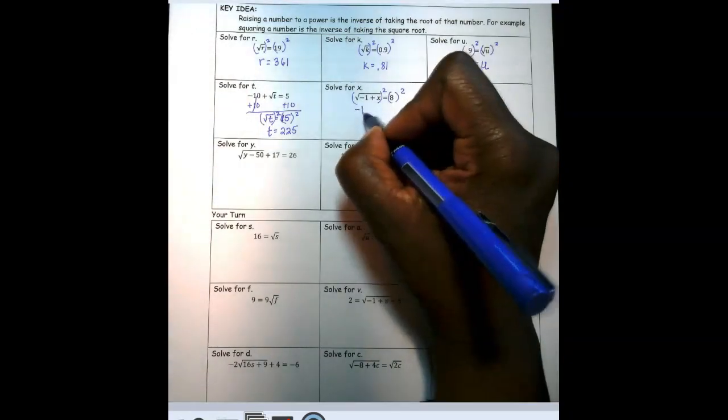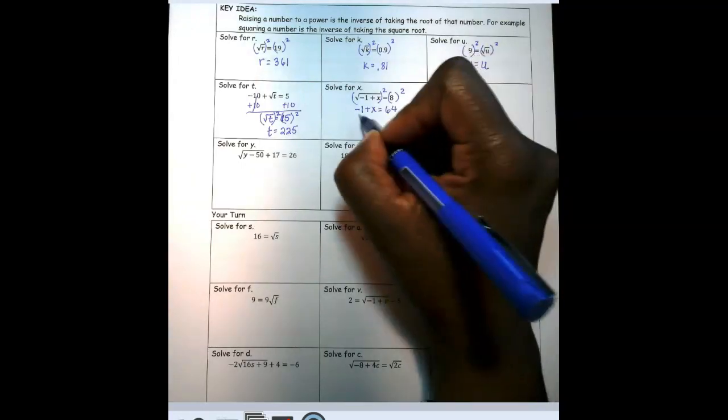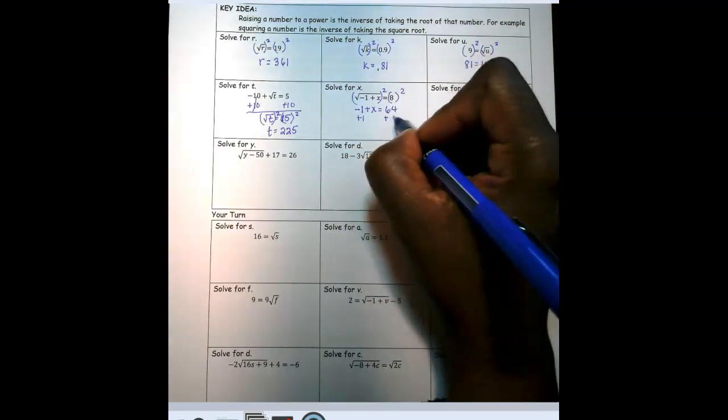Now when I square this, again, remember that the exponent of 2 undoes this radical or square root sign. So all I have to do is write what's under the square root sign. So I've got -1 plus x is equal to 64. Then I just solve for x as I normally would. So x is equal to 65.